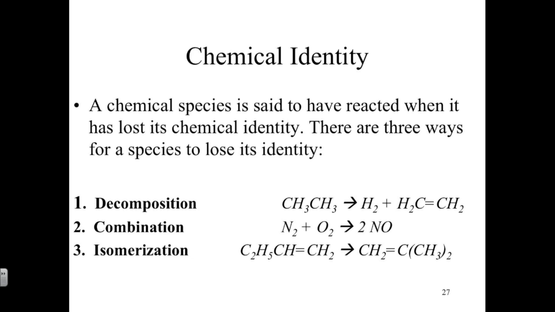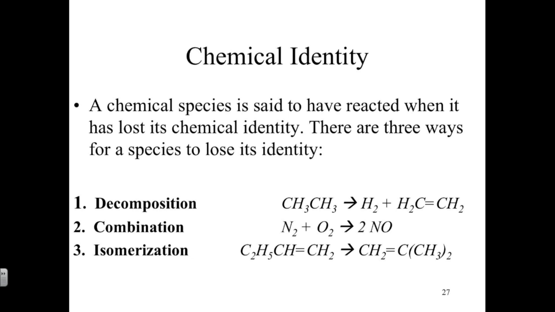There are three ways for a species to lose its chemical identity. Decomposition: here, ethane decomposes into hydrogen and ethylene, so ethane has lost its identity. Combination: nitrogen loses its identity when it combines with oxygen to form NO. And finally, isomerization: the number of different atoms or species doesn't change, but the configuration does change.